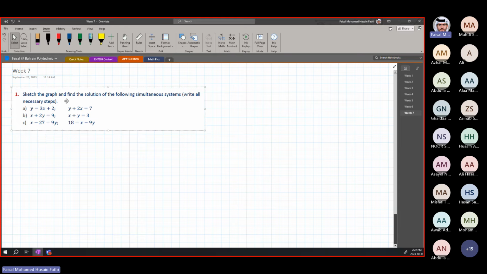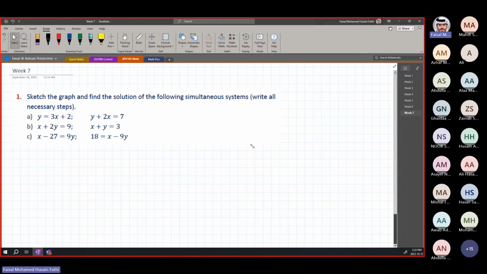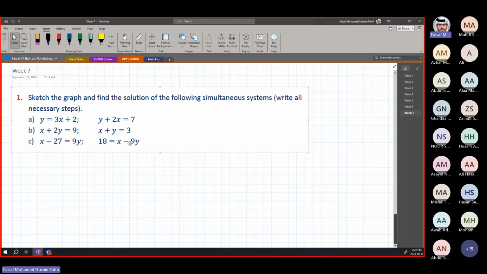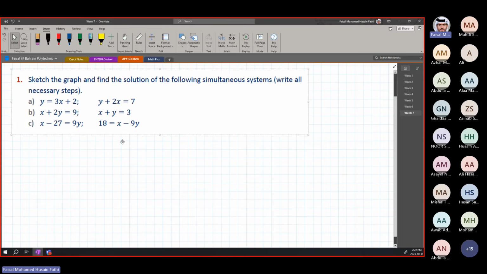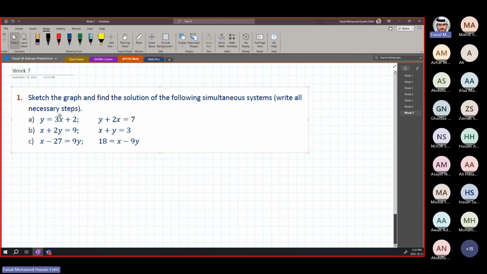So sketch the graph and find the solution of the following simultaneous equations. The whole idea of week 7 is we need to sketch the graph, and these are all linear equations. So this is going to be somewhat of a recap of week 5 as well. We will sketch the simultaneous equations on the graph, and we need to find their solutions. Now, to do that, we need to do a quick recap on simultaneous equations, which is week 4.